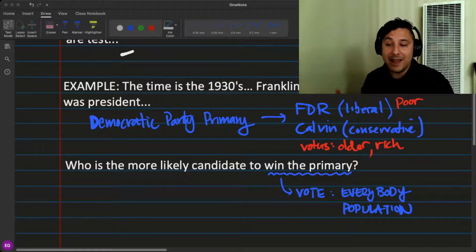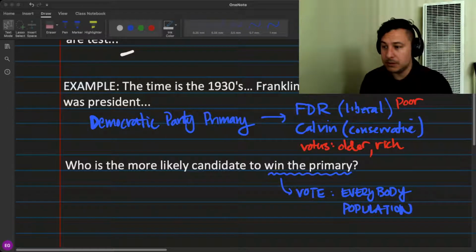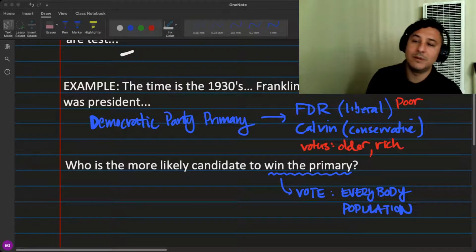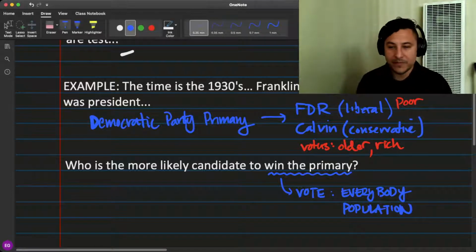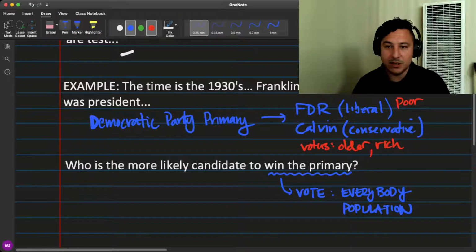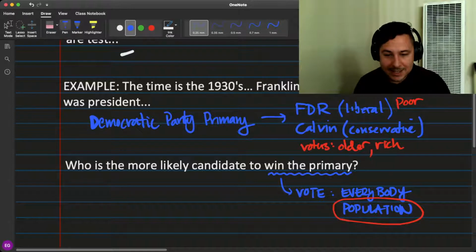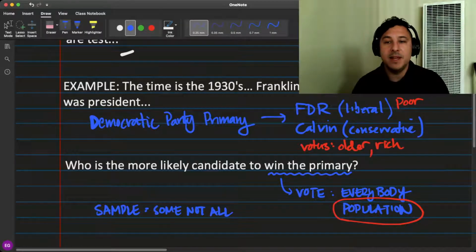So instead of asking everybody, what will you do instead, if you want to get some good information about who's going to win? What would the alternative be? Exactly, cool. So instead of dealing with the population, which is everybody, you would only ask a sample of people. In other words, some of them. Some, not all.